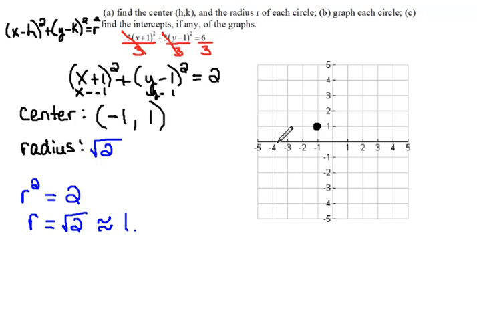So let's pick back up on the x and y intercepts in the next video.